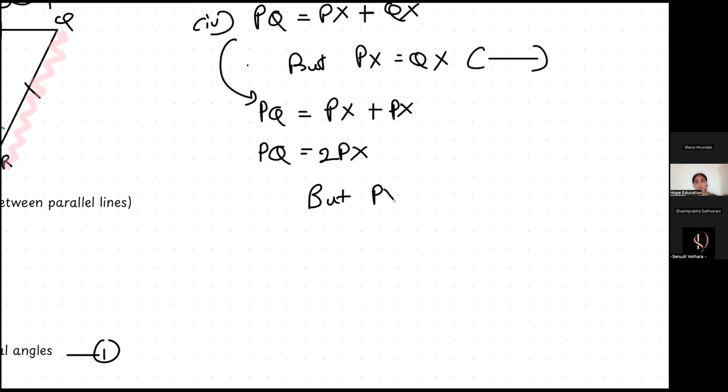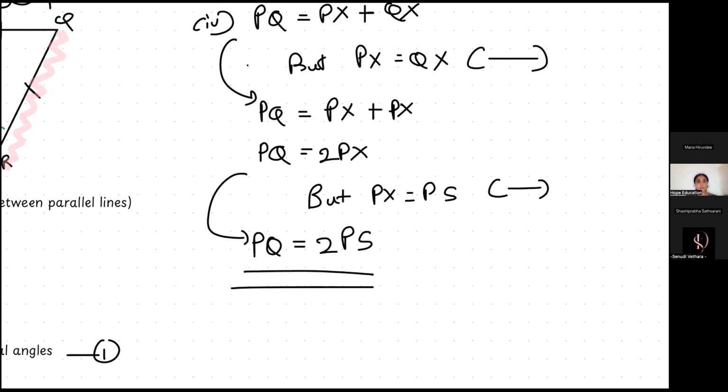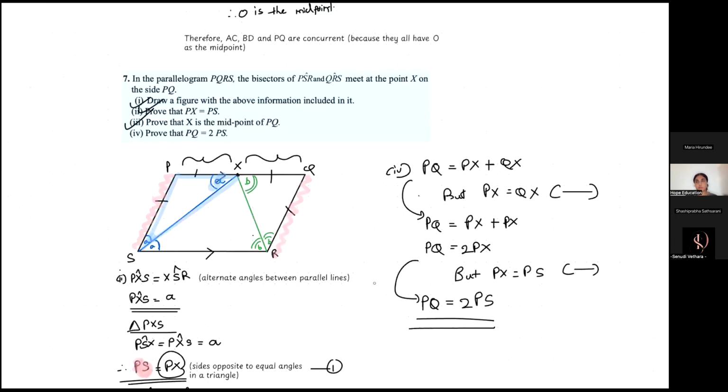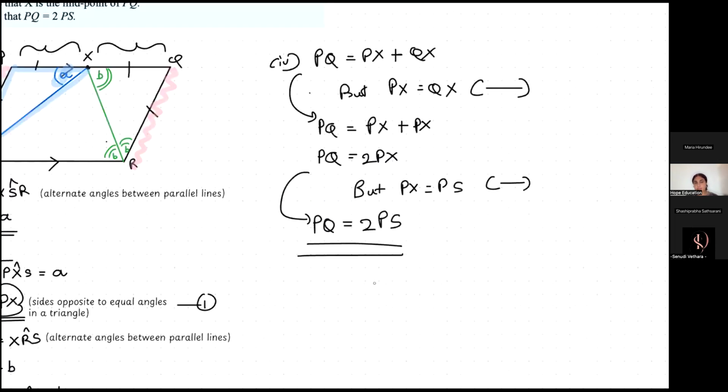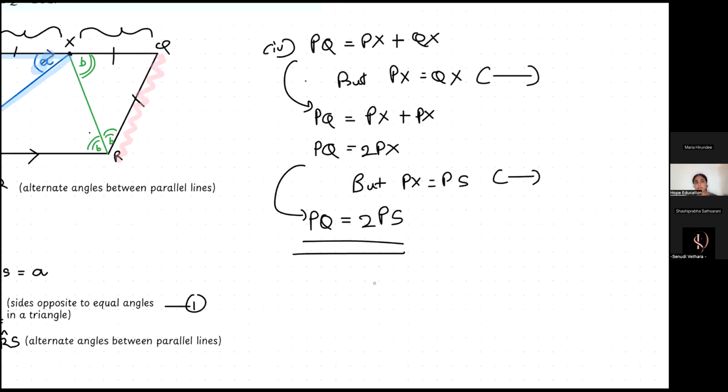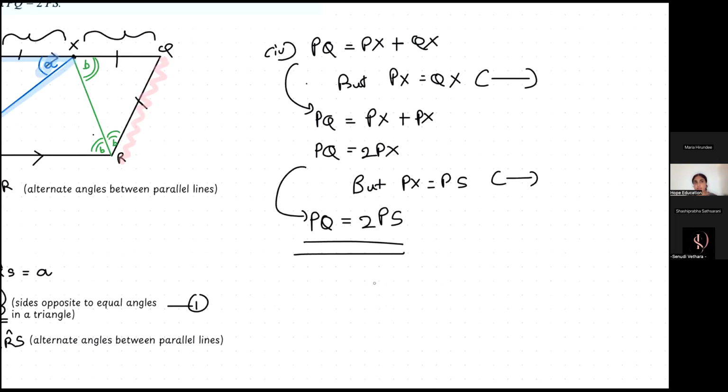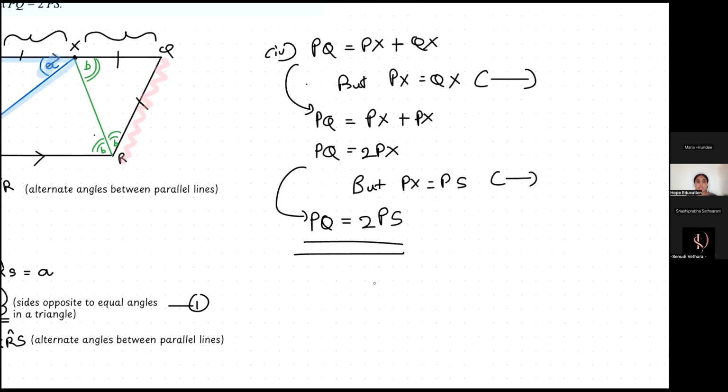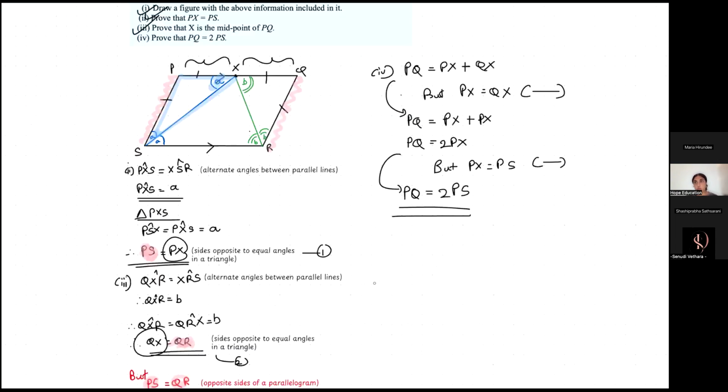PX equals PS, true and proven above. එහෙනම් මෙයාව ලියන්න පුළුවන් PQ equals 2PX is equal to 2PS. So instead of PX, I can write PS. PQ equals 2PS. Is that clear to you? Others? All right, take 1 minute for recorrections and we'll move on to the next.